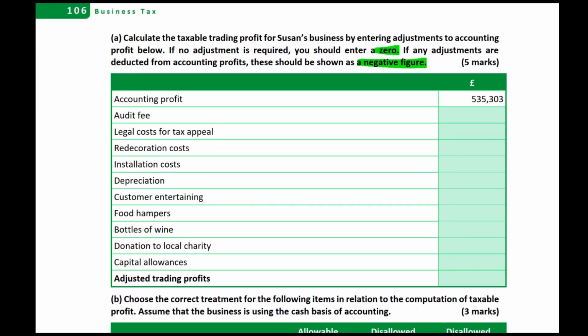We've got a table laid out there with various potential adjusted costs, and we get from the accounting profit, which is taken straight from the accounts, as we'll see in a moment, all the way through to something called the adjusted trading profits, which is a profit that's acceptable to HMRC and can be used as a basis for calculating our tax.